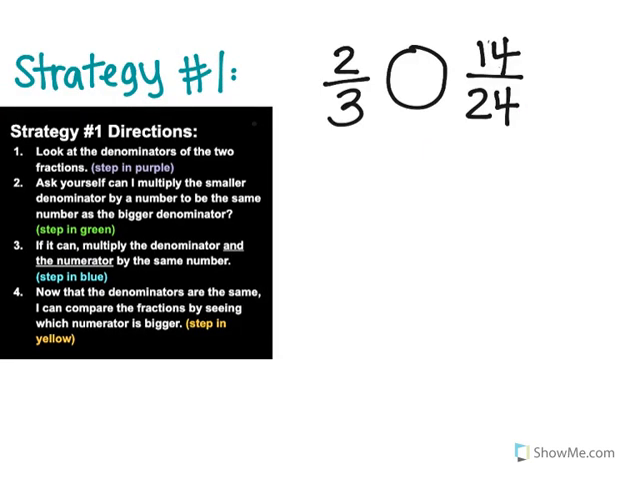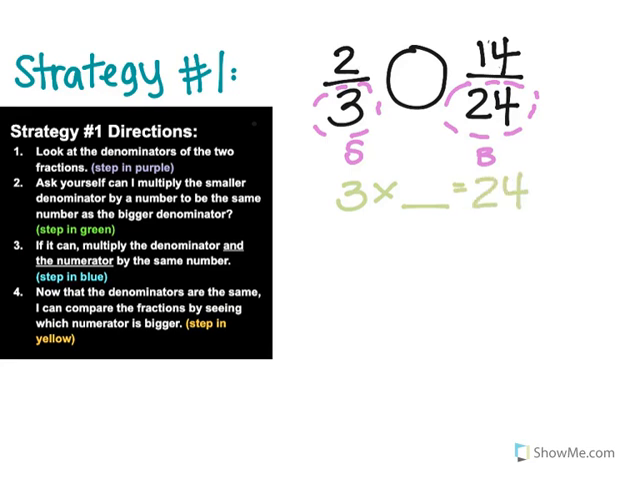Let's do another one. Okay, so with this strategy, I start with purple. I look at my denominator first. I decide which one's smaller, which one's bigger. 3 is smaller, 24 is bigger. And I ask myself, can the smaller denominator be multiplied to equal the same number as the bigger denominator? So I ask myself, 3 times what equals 24?